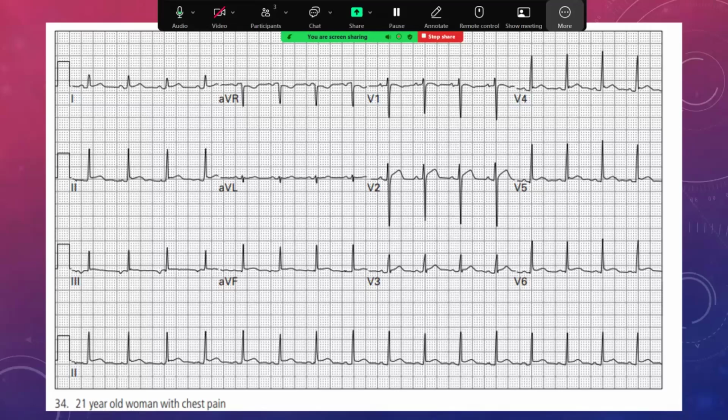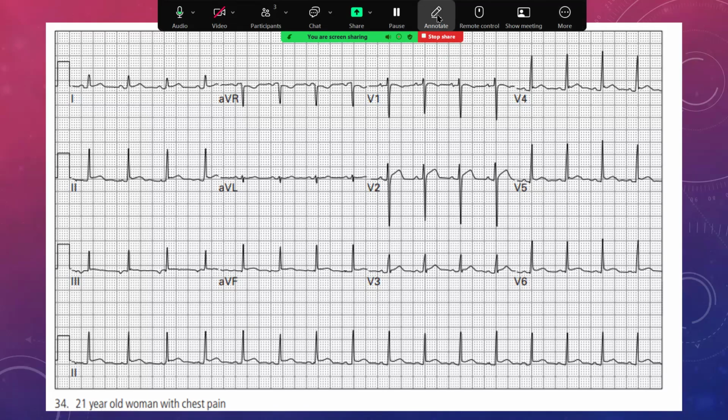Now we're going to look at each zone of the heart. Let's look at leads 2, 3, and AVF. These are our inferior leads, looking at the heart from the inferior point of view. What we notice in lead 2, not so much in lead 3 but maybe to a small extent, and in lead AVF is that we've got slight ST elevations.